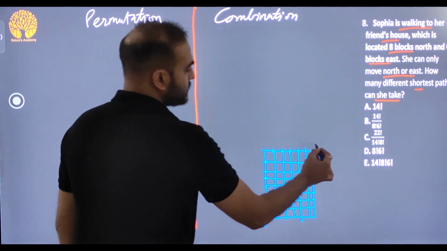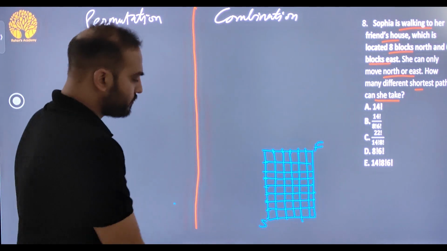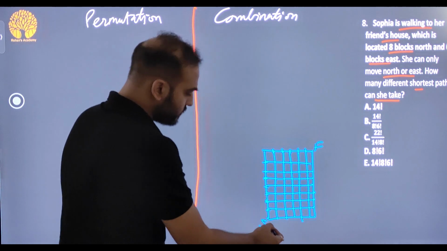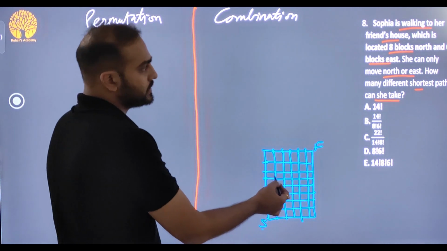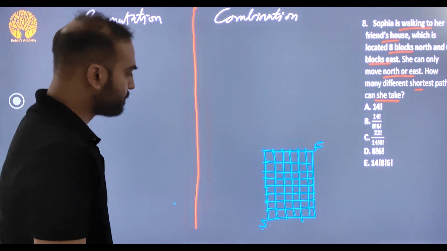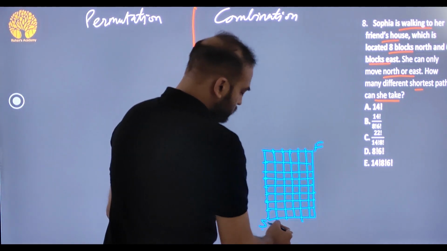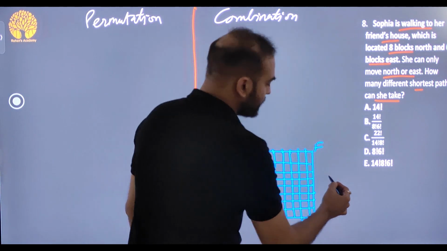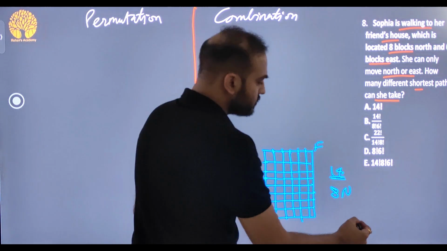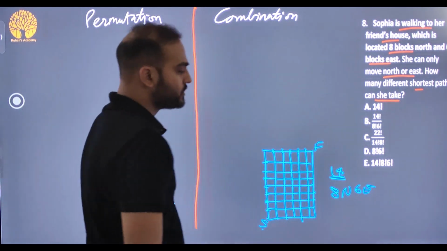Sophia is here. Friend's house is here. Sophia wants to go from here to there. Shortest path means she can't go diagonally. She will either go north or east. She'll only go north or east. So if she wants to go from here to there, how many steps will she take? She'll take 14 steps. 8 in north direction, 6 in east direction.